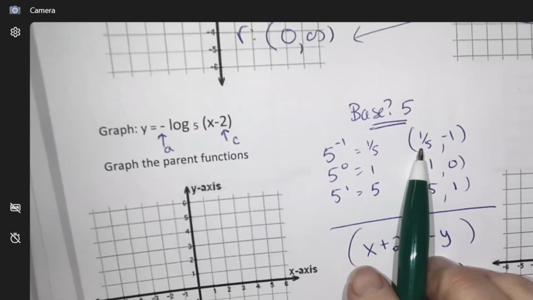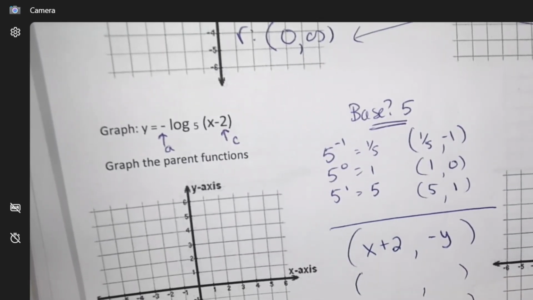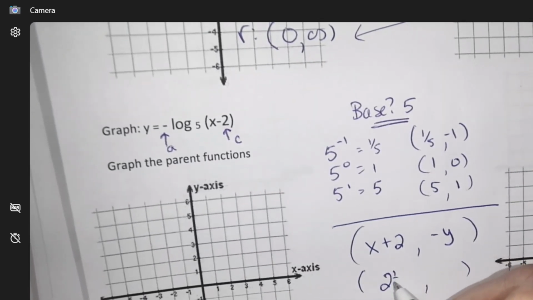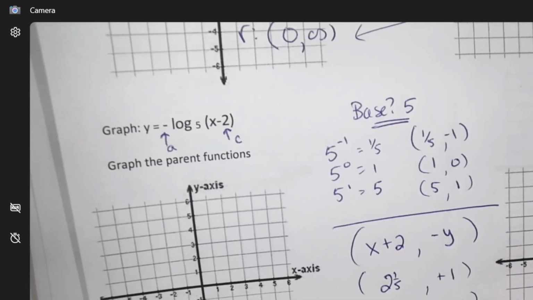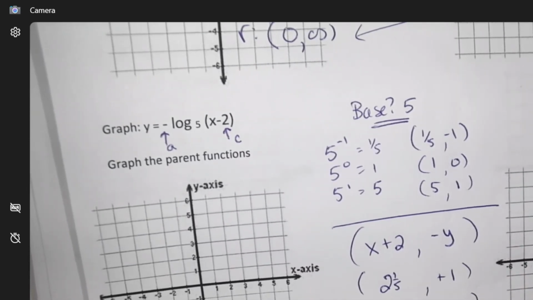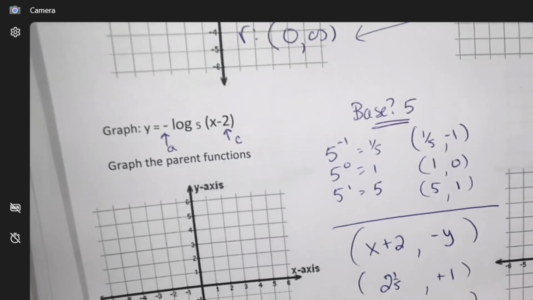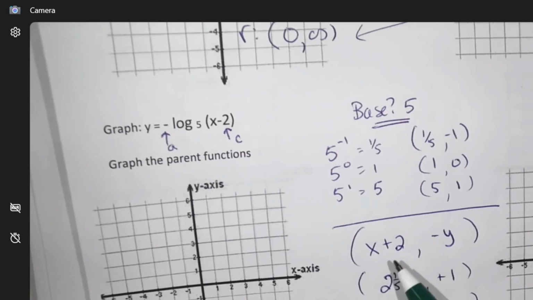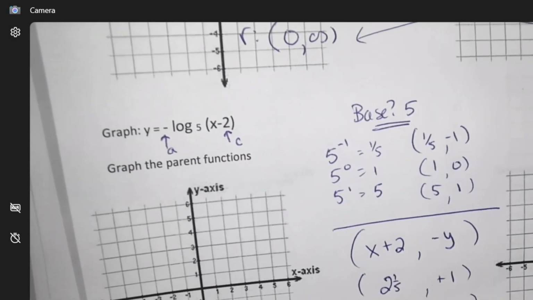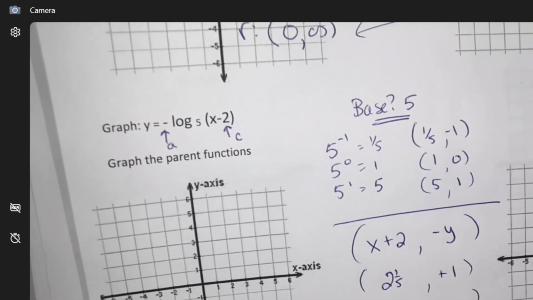Okay, so 1/5 plus 2 is 2 1/5. And then positive 1. 1 plus 2 is 3, comma, still 0. 5 plus 2 is 7, comma, negative.